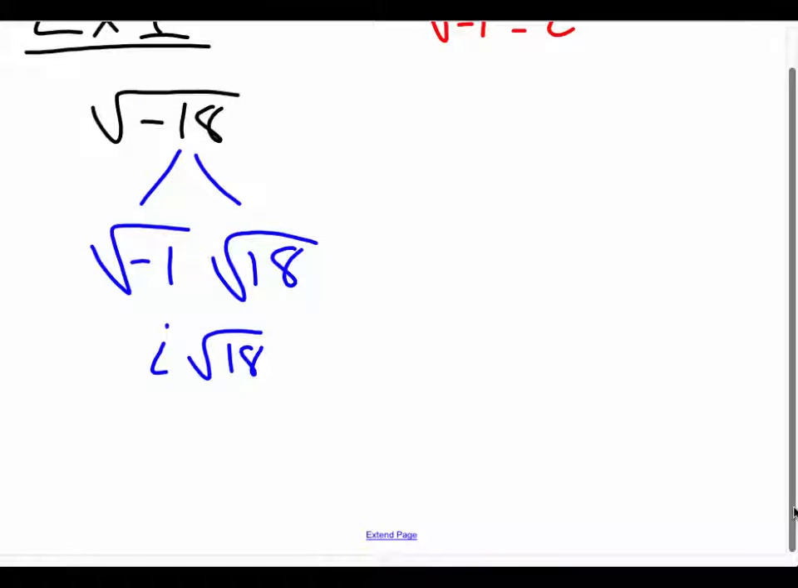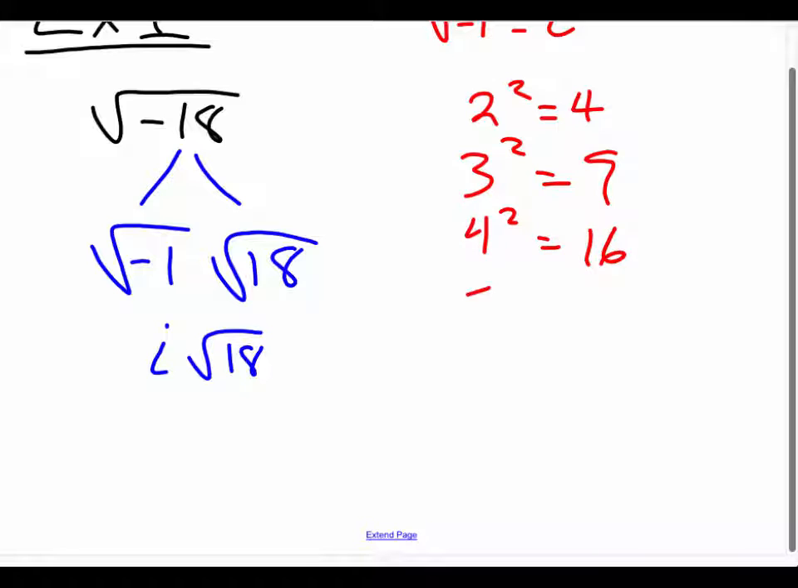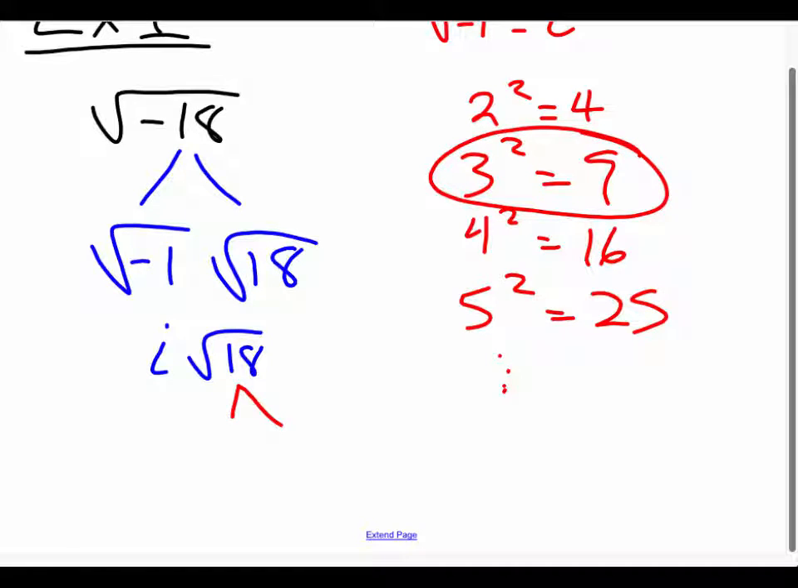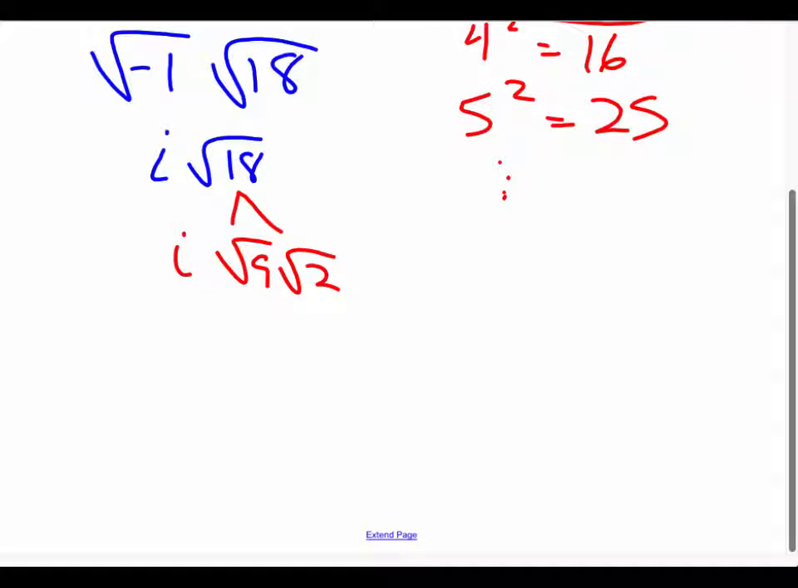What I like to do, remember this, 2 squared equals 4, 3 squared equals 9, 4 squared equals 16, 5 squared is equal to 25. Remember all your perfect squares. Well, 9 goes into 18. In other words, this could be the square root of 9 times the square root of 2, because 9 times 2 is 18, and this is i. Well, if I go down one more, the square root of 9 is 3. Or you could say 3 times i times the square root of 2.